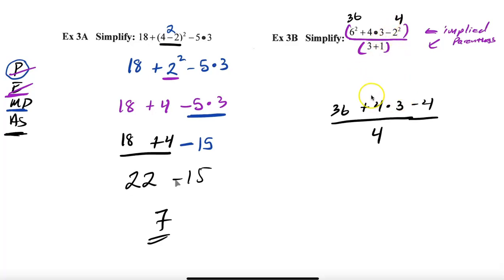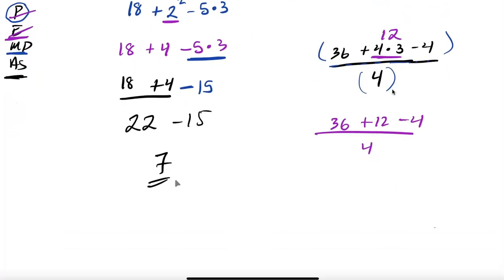And right now I still have implied parentheses, right? There's still a fraction bar, still a line here, right? Anytime there's a line right here, it's saying the top is together and the bottom's together. So I still got to do the top first. Now here, there's no more exponents, so that's done. There's multiplication, so I can do the multiplication first. 4 times 3 is 12. So now on the top I have 36 plus 12 minus 4 all over 4.